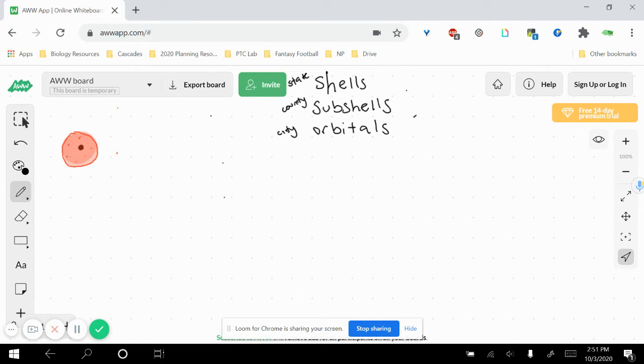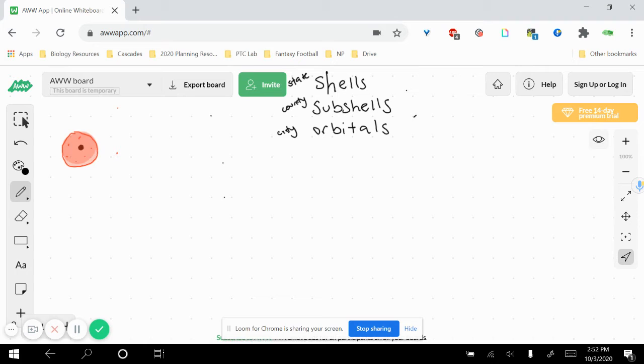And so when we're thinking about these different pieces of terminology, it almost feels to me, when I think about it, like a video game. So if you've played video games at all, a lot of times as you move forward in the video game, as you progress, you unlock new levels or you unlock new areas to explore. And in the same way, this is sort of how this idea of shells and subshells and orbitals work. So shells are the biggest pieces that we're going to be thinking about.